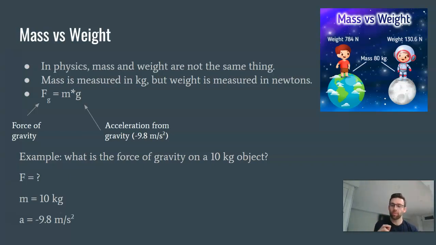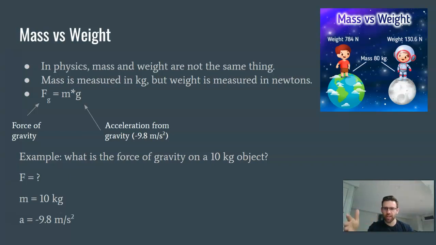Your weight will be much lower because the gravity on the moon is way less. So on the moon, you would still be 80 kilograms, but your weight would only be 130, 131 newtons. All right, so that's just a really good example. I hope that's a good example for you to see how mass and weight are different. No matter where you go in the universe, you have the same mass, but your weight might be very different depending on the force of gravity on whatever planet you're on.